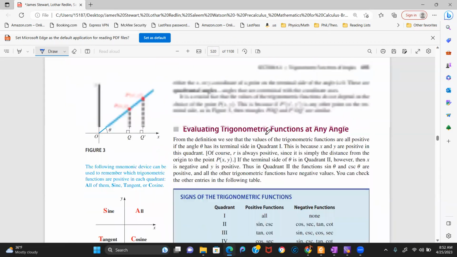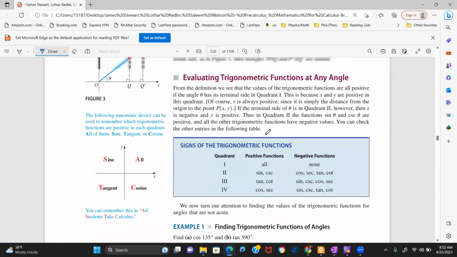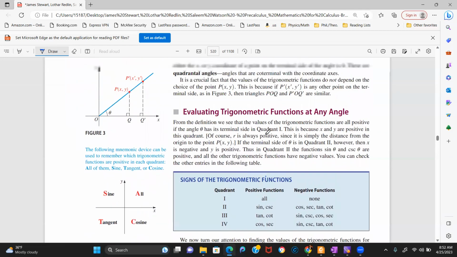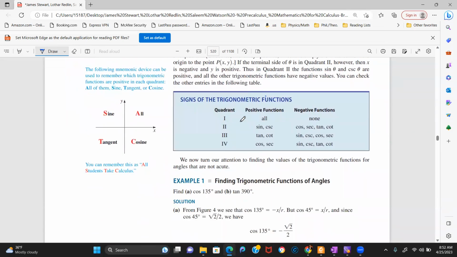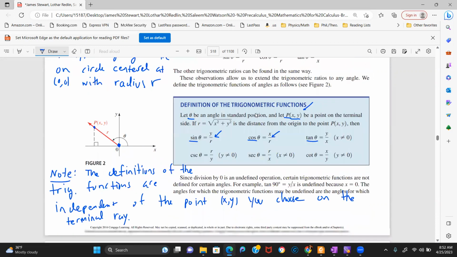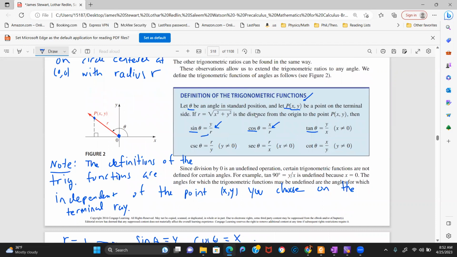All right, here's this table we kind of saw already. It shows which trig functions are positive and negative. I'll give you a second to stare at that, or you can pause it and look at that. It's not hard to work out why that's true. In the first quadrant, all of them are positive. Why? Well, let's go back to here. Notice this number r is always a positive number, right?